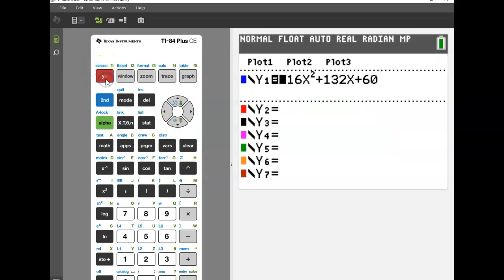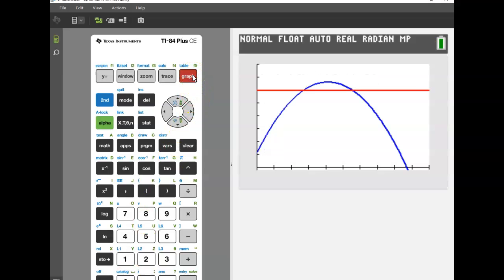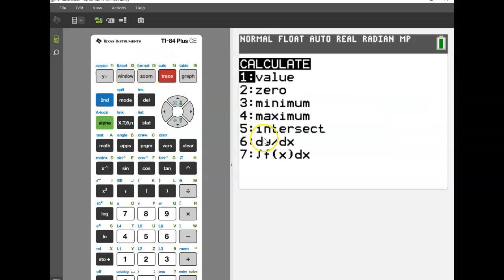Nice. Go back to y equals, put in 300 in a different equation, and then we want to find out where it intersects. So it intersects twice. From this time until this time, it was above 300 feet. Or did it ask for exactly, guys? I can't remember. It did say exactly? Okay. So when we have two things graphed, we want to find the what? The intersection, which is choice 5.